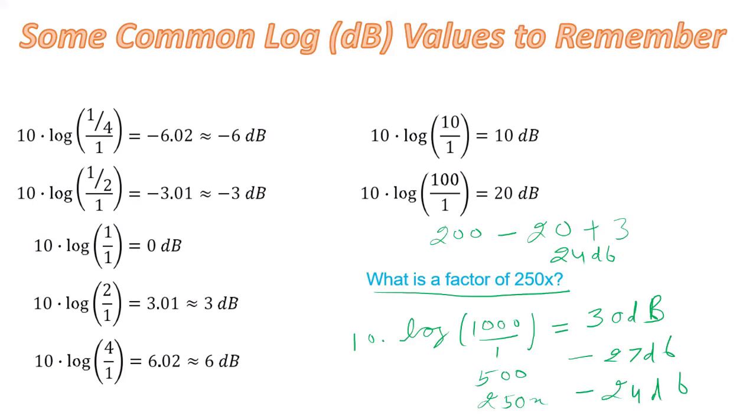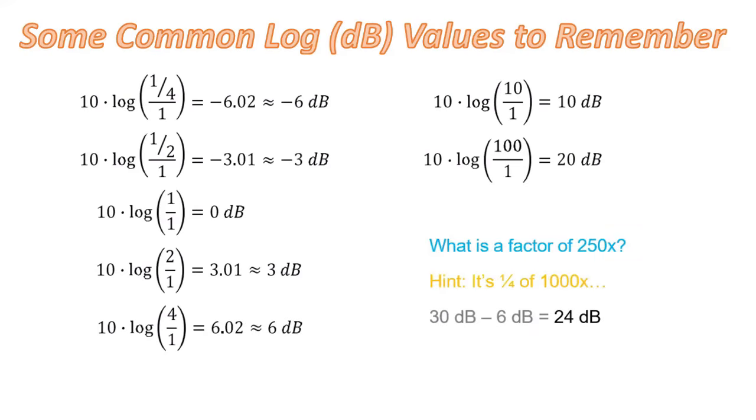So this way you can find the answer for any factor of any value, right? It may be 250x, it may be 500x, it may be 1000x. This way you can calculate it, right? So 250x will be 30 dB minus 6 dB, and our answer is 24 dB. Thanks guys for giving the right answer. You guys are really awesome.